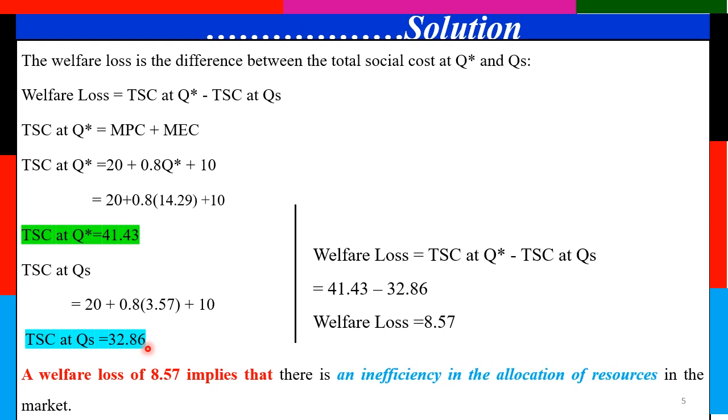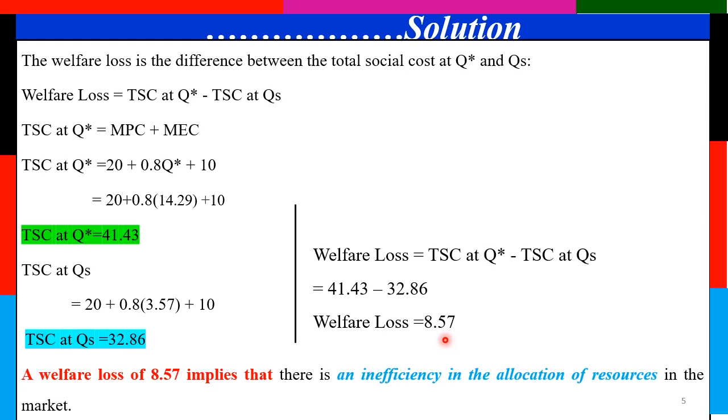So total social cost at socially optimum level is equal to 32.86. Now it is easy to calculate the welfare loss or deadweight loss. Deadweight loss or welfare loss means total social cost at market equilibrium, this one, minus total social cost at socially optimal level of output, which is equal to 32.86. So after you subtract this number from this number, 41.43 minus 32.86, then you can get the welfare loss. This is deadweight loss.